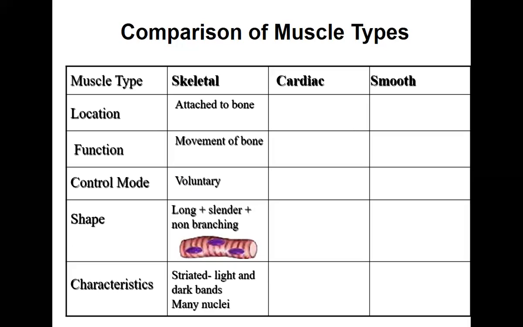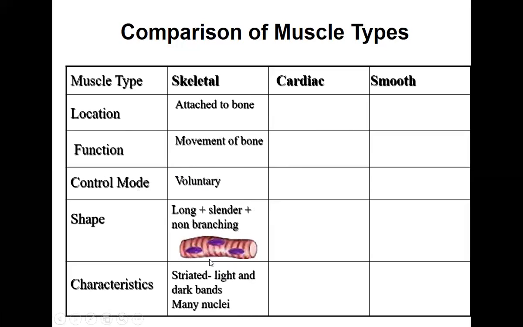So this is about the skeletal muscle. Location: attached to the bone. Function: helps in the movement of the bone. Control mode: it is voluntary, we can control these muscles. Shape: they are long, slender as well as non-branching. And the characteristic feature, when you see under the microscope, is the striations, or light and dark bands, tiger bands, and many nuclei will be present here.